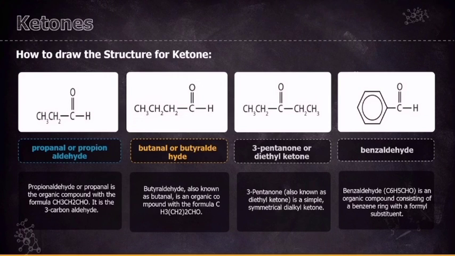Lastly, benzaldehyde. Benzaldehyde, C6H5CHO, is an organic compound consisting of a benzene ring with a formyl substituent. It is the simplest aromatic aldehyde and one of the most industrially useful.